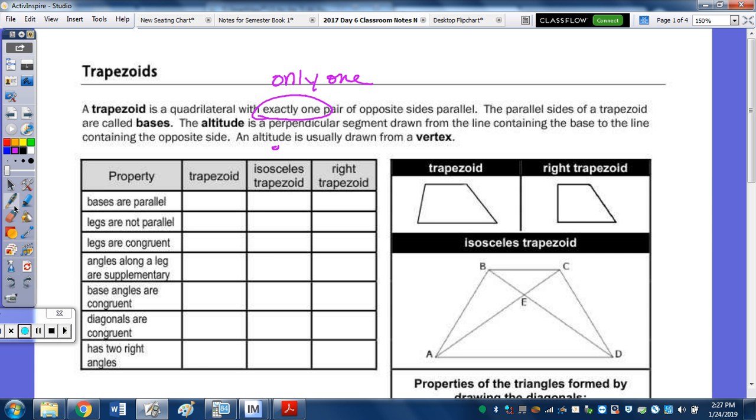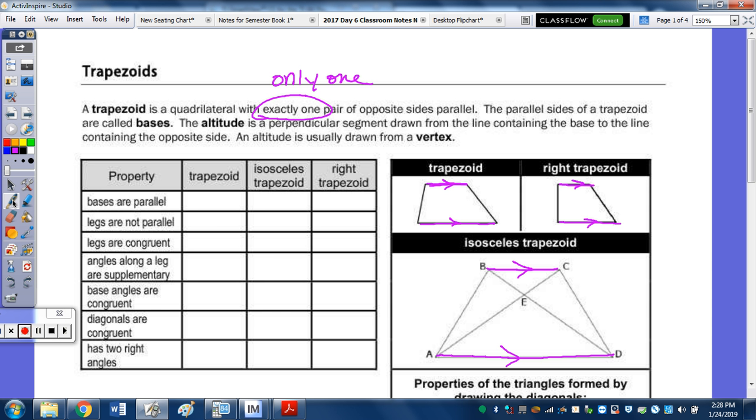So in these three trapezoids here, this side here is a base. These are the parallel sides. And the right trapezoid, these are the bases and the parallel sides. And in the isosceles trapezoid, here are the bases and the parallel sides. The other sides are called legs, but we just refer to them as the non-parallel sides. So we have the parallel sides, non-parallel sides.